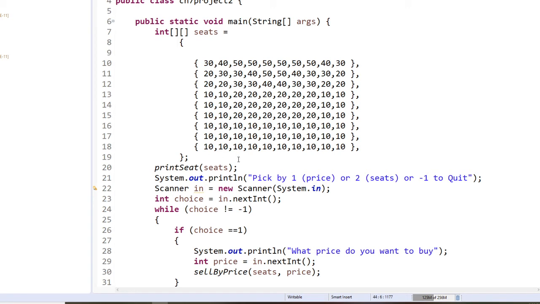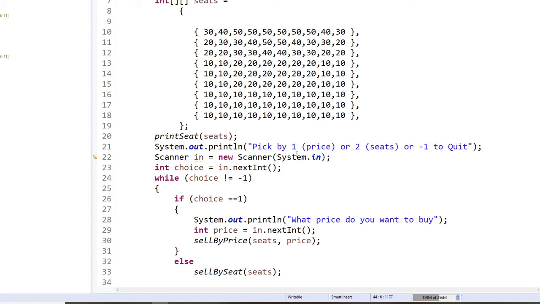First I print the seats. From here to line 20, we did that in part one, not part two. Now we do the easy one: you pick a number. If you enter one, you want to buy the seat by price. If you enter two, you want to buy the seat by seat number. And negative one means you want to stop this program.